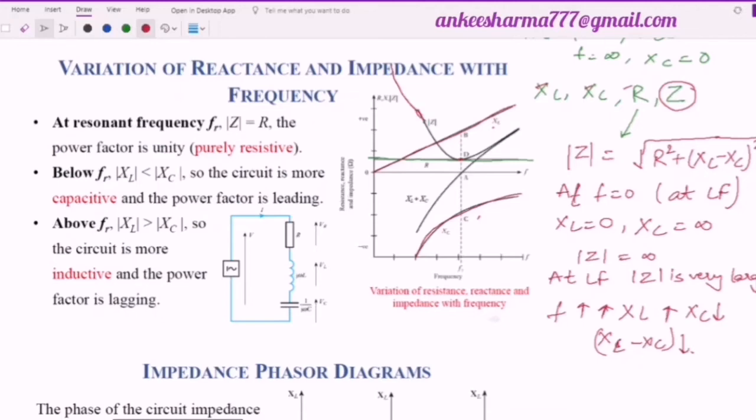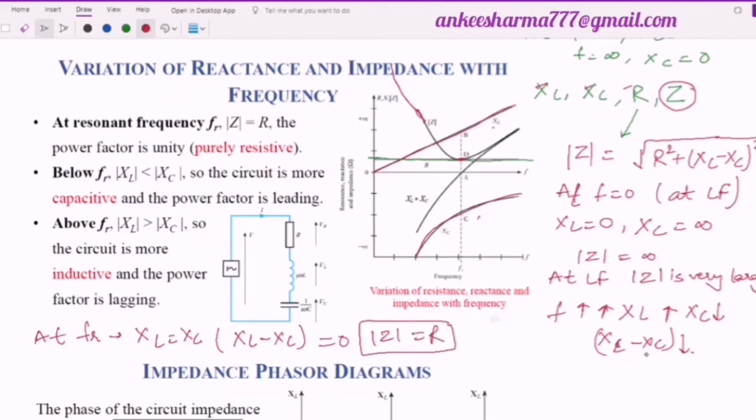And what is that frequency? Cutoff frequency, sorry, the resonant frequency. What is happening at the resonant frequency? We said that at resonance or simply at FR, our XL is equal to XC. If XL becomes equal to XC, it means the difference of XL minus XC will be equal to 0. If this value is equal to 0, can I say the magnitude of Z will be equal to R?